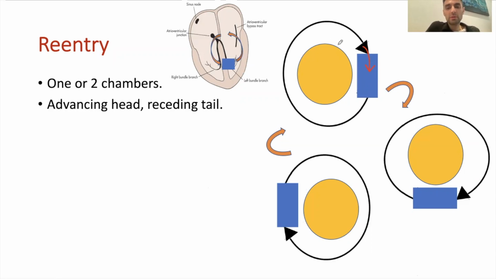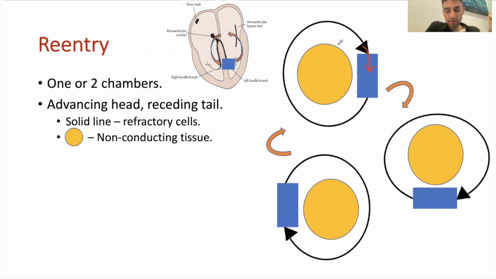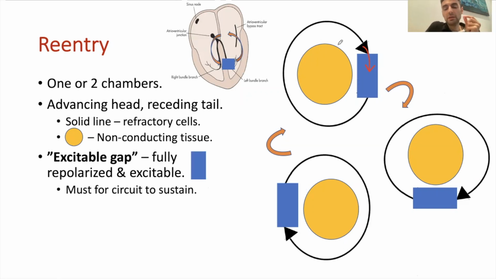Okay, so in this example, the solid line represents refractory cells. The circle represents tissue that is non-conducting, that the circuit is rotating around, and the blue rectangle represents something called the excitable gap, which is a zone of tissue that is again fully repolarized and ready to be excitable or depolarized. And this is a must to sustain the circuit. Okay, and like we said, the circuit could involve both A and V at the same time, similar concepts.